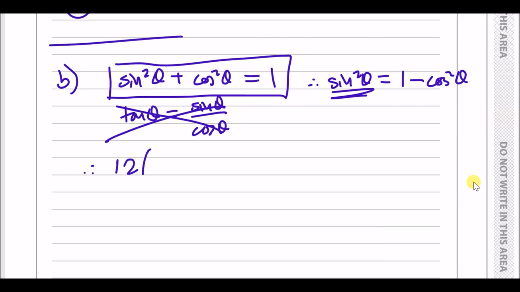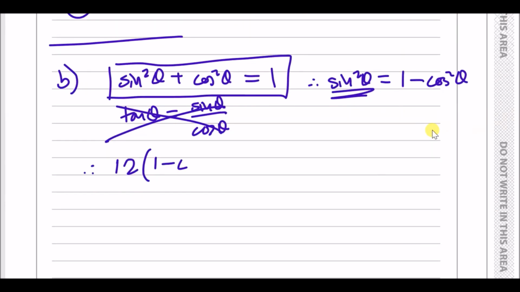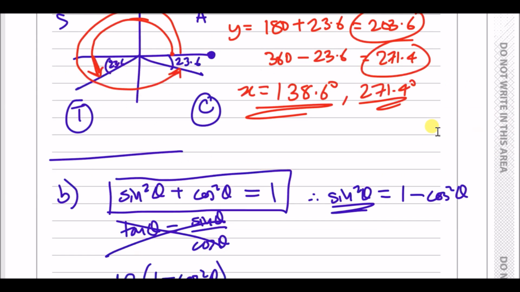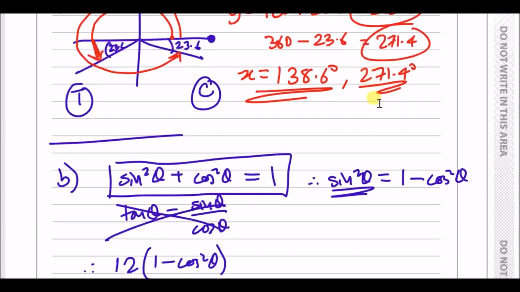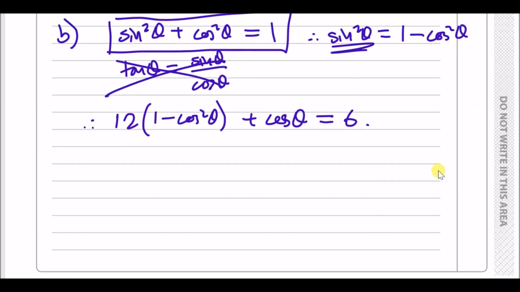So 12 times 1 minus cos squared theta, what do we have now? Plus cos theta equals 6. All right. So let's see what's next. Now let's go ahead and expand the bracket. We're going to have 12 minus 12 times cos squared theta plus cos theta equals 6.